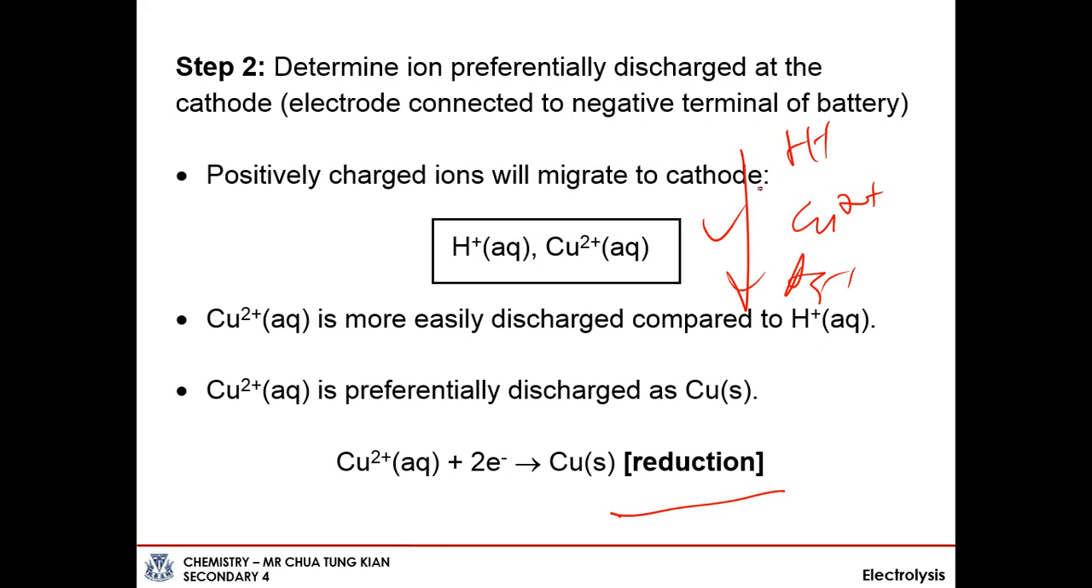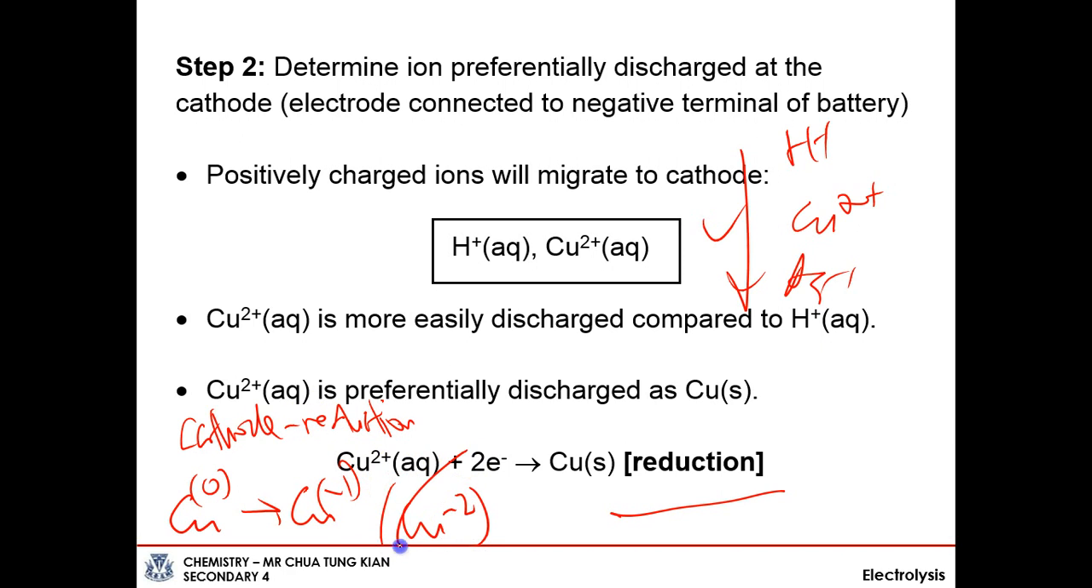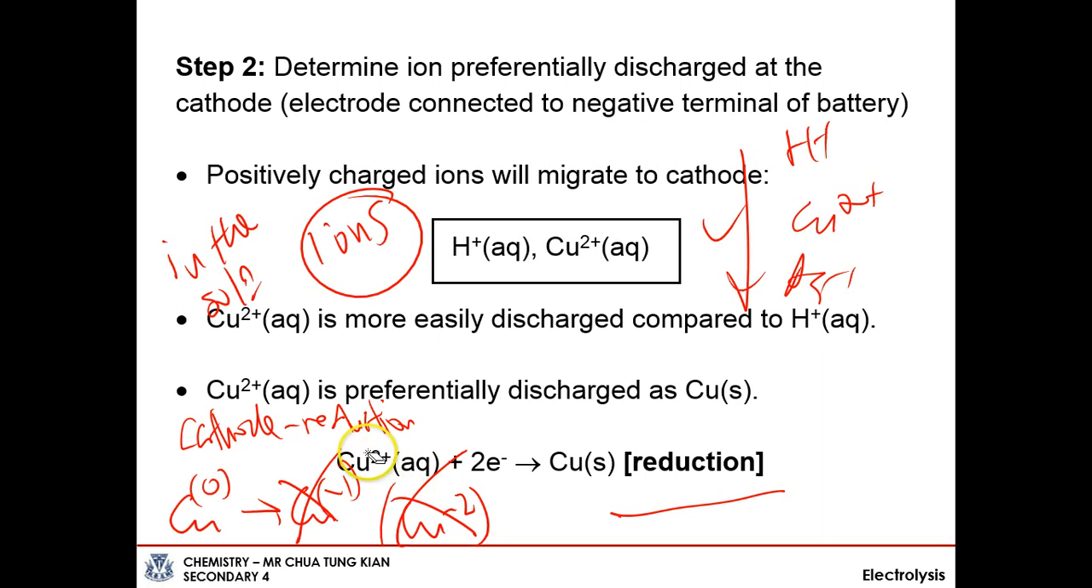And it is discharged as copper solid. So we do not need to consider the nature of the electrode for the cathode. Why? Because the cathode is copper metal, and we know that at the cathode, reduction occurs. Can you reduce copper metal into, say, Cu- or Cu2-? No, it's not possible. So we ignore the nature of the electrode for the cathode and we focus on the ions present in the solution. So Cu2+ is discharged as Cu metal.